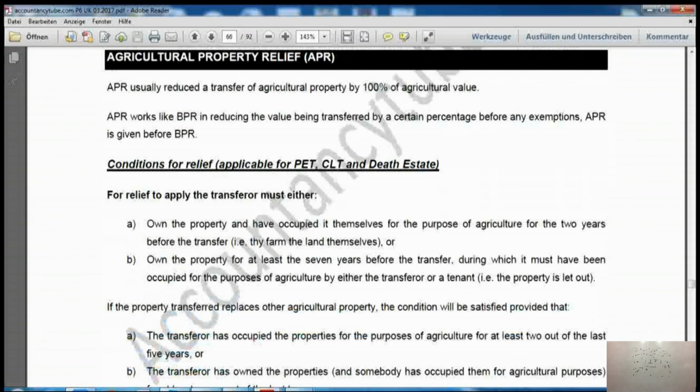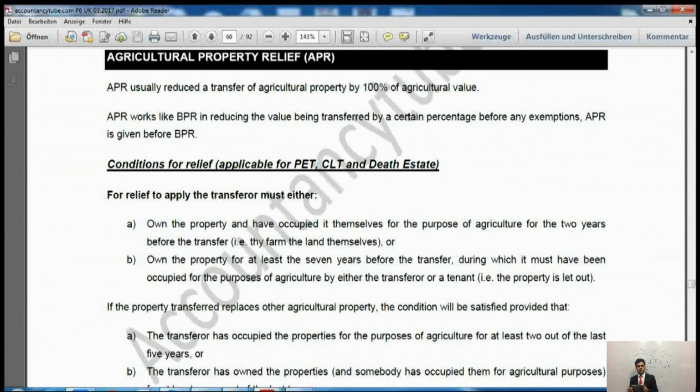Next, our next relief is agricultural property relief. Now, if the property is used for agricultural purposes, then we will get agricultural property relief at the rate of 100%. APR works like BPR in reducing the value being transferred by a certain percentage before any exemptions. Agricultural property relief is given before business property relief. So the first preference would be agricultural property relief, and the second one would be business property relief.